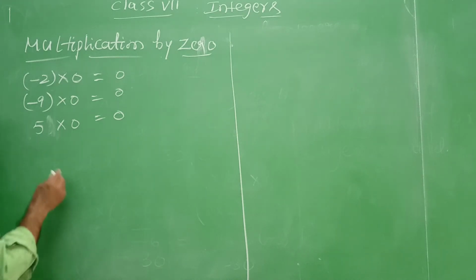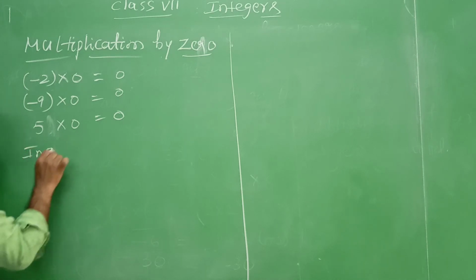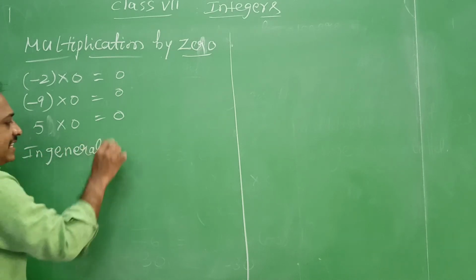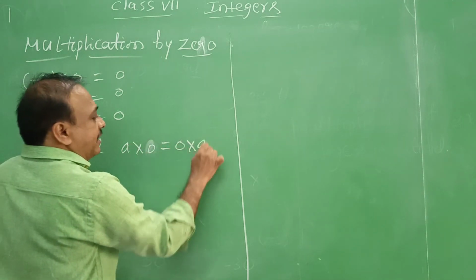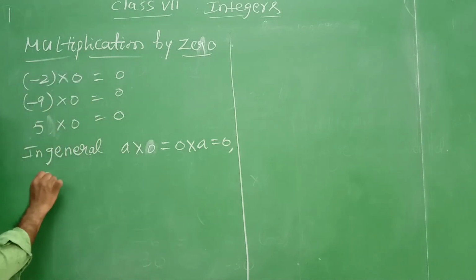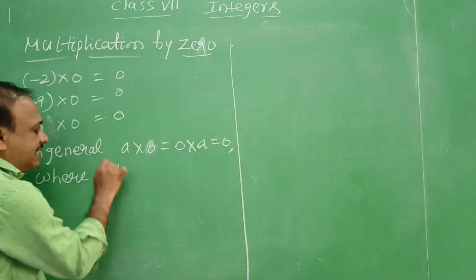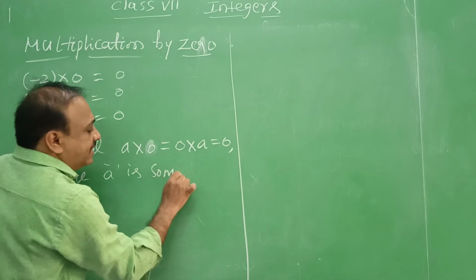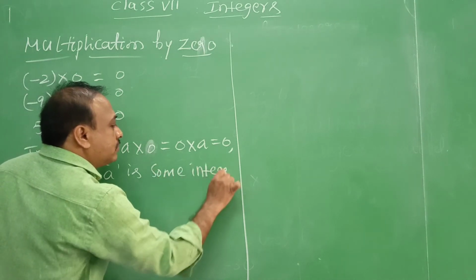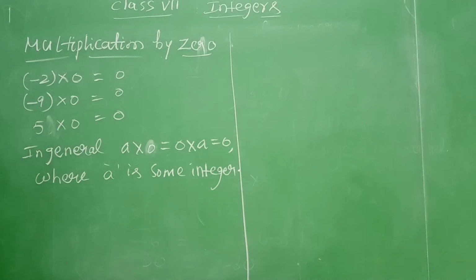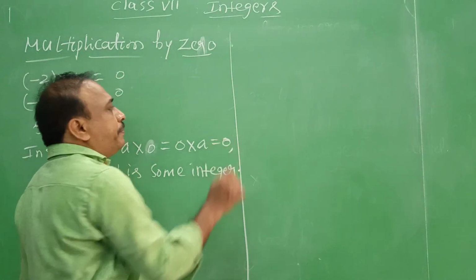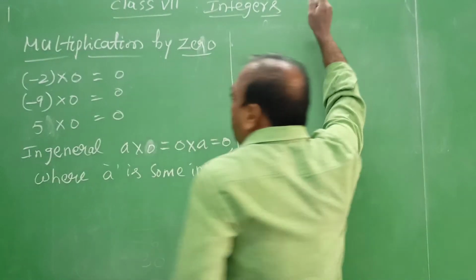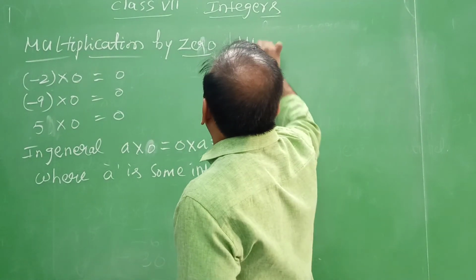So in general, what can we say? In general, a into 0 is equal to 0 into a is equal to 0, where a is some integer. So if you multiply any integer with 0, the result is always 0. Now, another one, multiplicative identity.